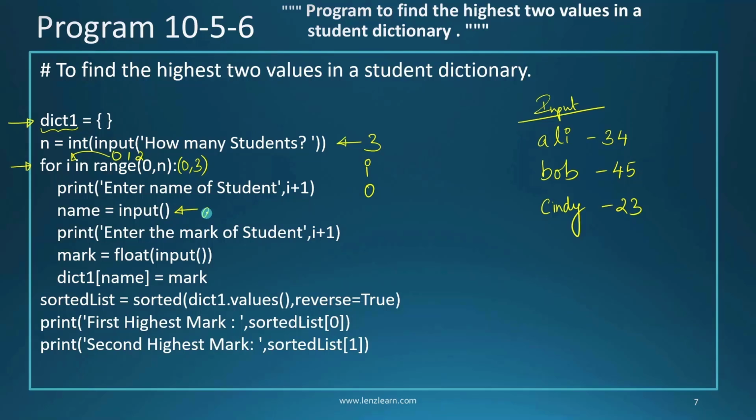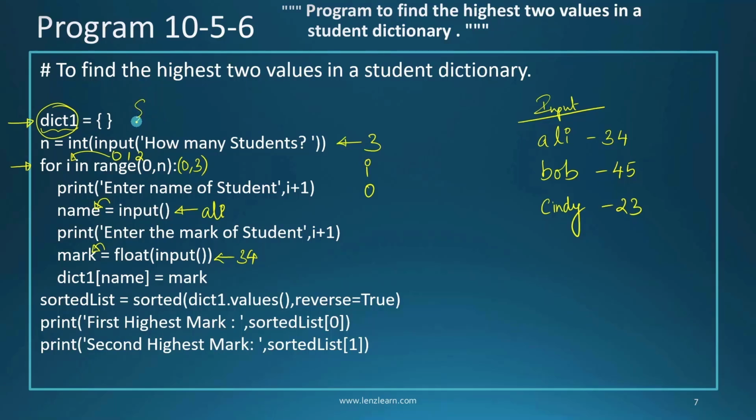So first time I will enter Ali. That will be stored into variable name. And next I will print enter the marks of student 1, and then you can enter marks in float. Okay, so if you want to enter 34.6, you can do that. Anyway, I will enter 34. So it will be stored as 34.0 into variable mark. Now I have the name and mark of the particular student. So now I can make that entry to my dictionary dict1.